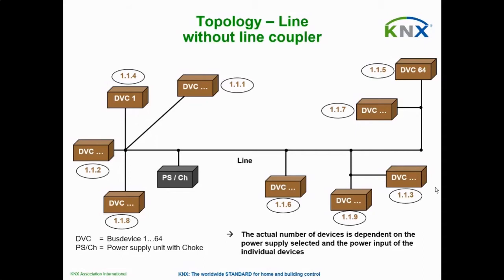Important thing to remember about the device address, the three digits do actually stand for something. The first digit is the area that we're connected to. The second digit is the line that we're connected to. And the third digit is the device on that line.